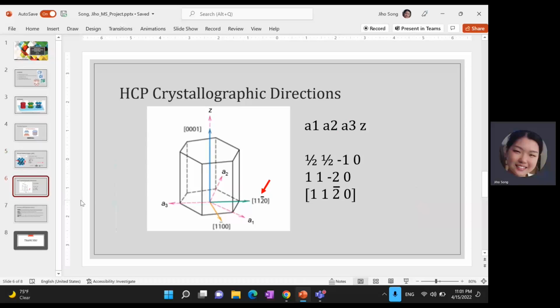I also wanted to go over how the directions for HCP structures are expressed. So you read off projections in terms of unicell dimensions, a1, a2, a3, and z. If you look at this example, it goes 1/2 in the a1 direction and 1/2 in the a2 direction, and 1 in the negative direction of a3, and 0 for z direction. You change these numbers to integer values, and then this dash line indicates a negative value.